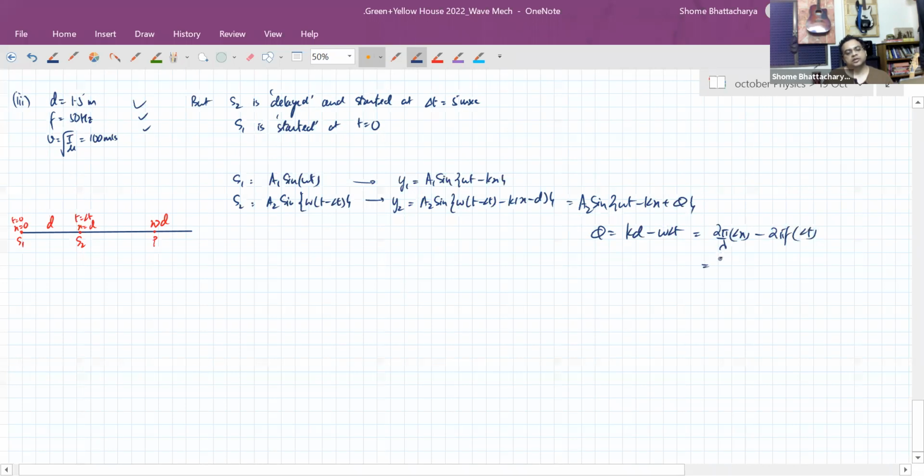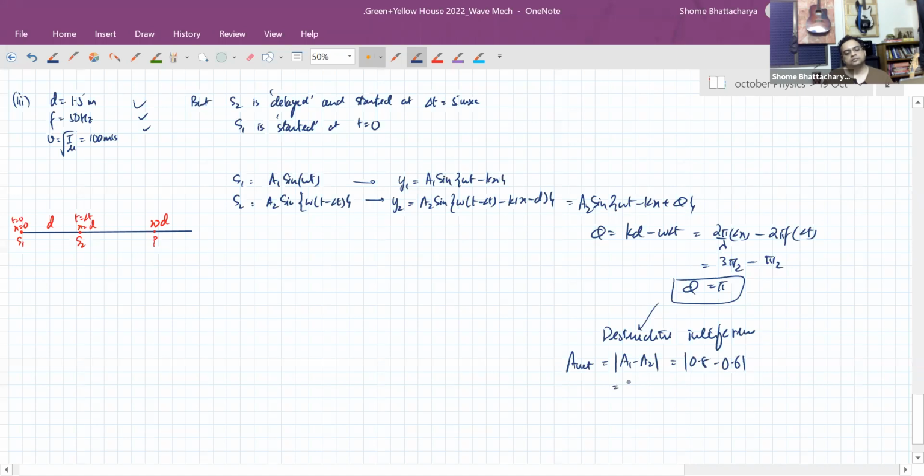So this would again come out to be 3 pi by 2, but this time minus pi by 2. This would be pi. So in this case, we would have destructive interference. Net amplitude comes out to be 0.2 millimeters. Okay, just take down this part, then I'll scroll back to the earlier part also.